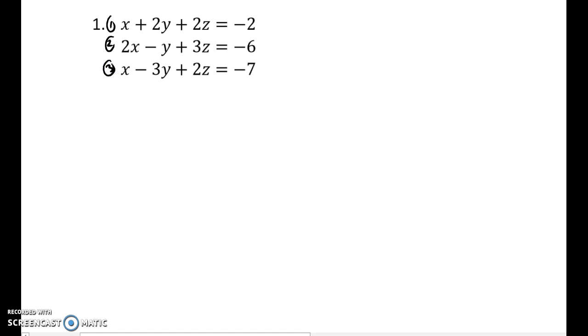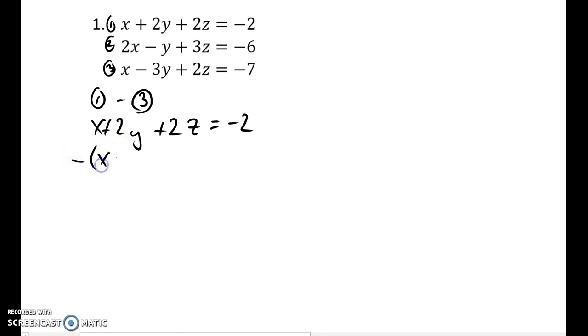If I want to get rid of something, an easy one to get rid of here would be my x's. I'm going to take a look at equations 1 and 3. If I took equation 1 and subtracted equation 3 from it, I would have x plus 2y plus 2z equals negative 2, and then minus equation 3, which is x minus 3y plus 2z. I'll distribute that negative, multiplying this by negative 1.